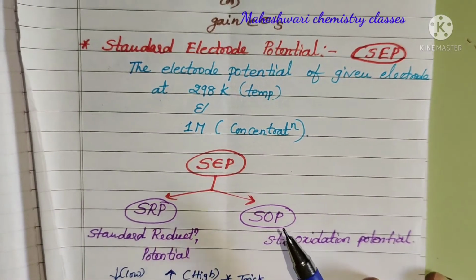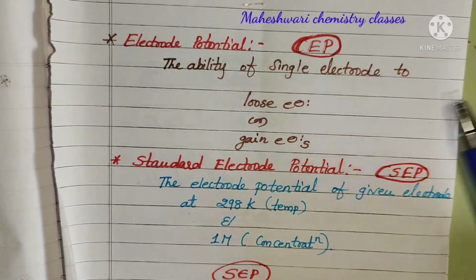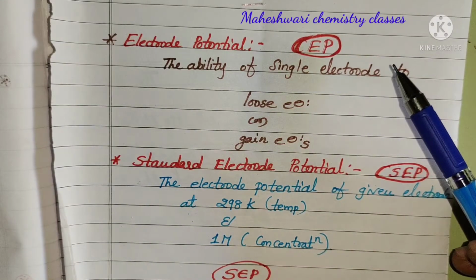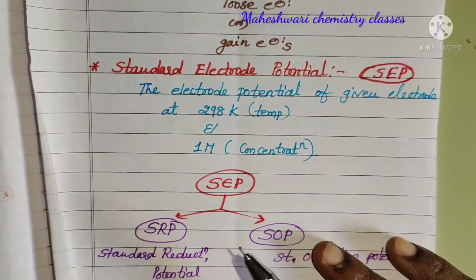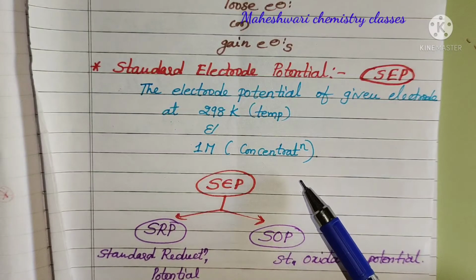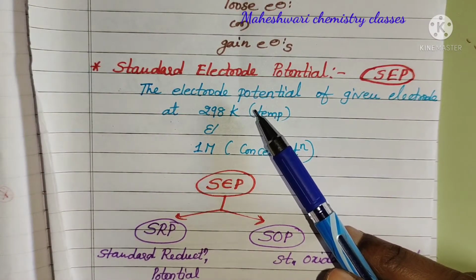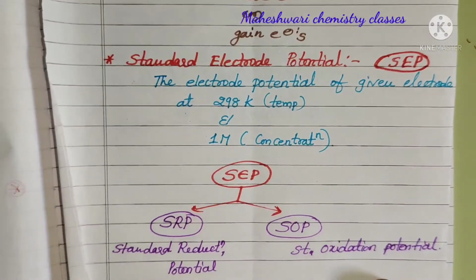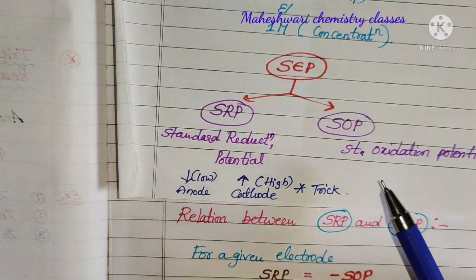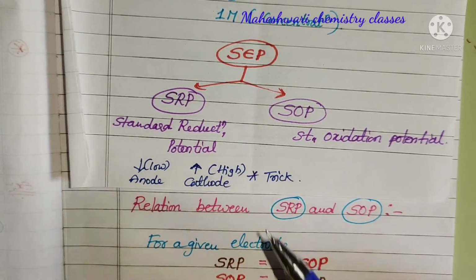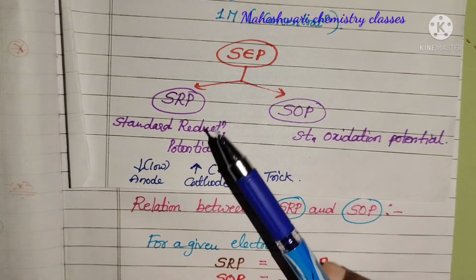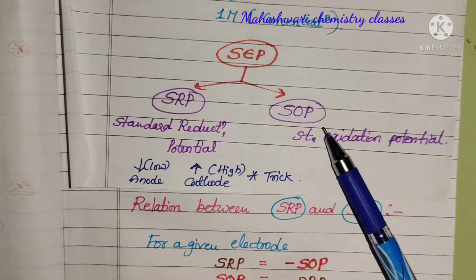What is the difference between EP and SEP? For EP we are not considering any particular temperature or concentration, but when we consider standard electrode potential, we have to measure at the exact temperature and concentration. This standard electrode potential SEP is again divided into two types: SRP, standard reduction potential, and SOP, standard oxidation potential. If reduction occurs, that is SRP; if oxidation occurs, that is SOP.